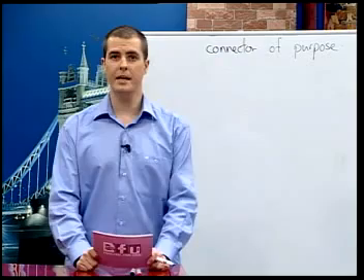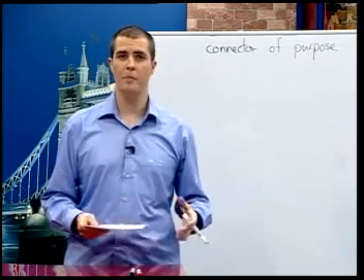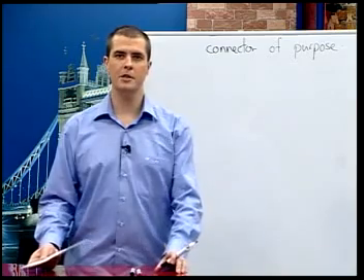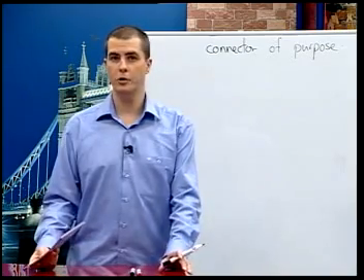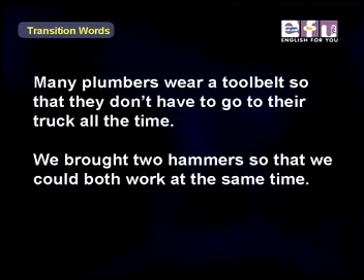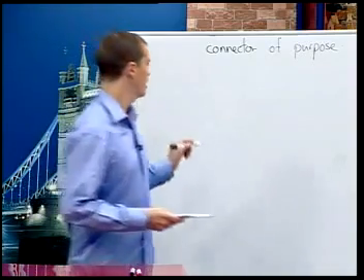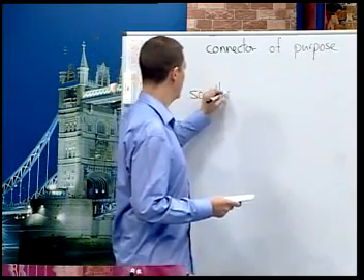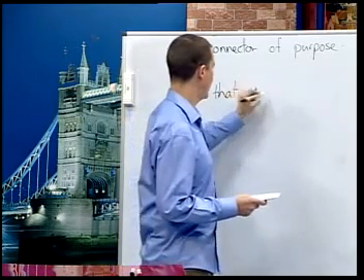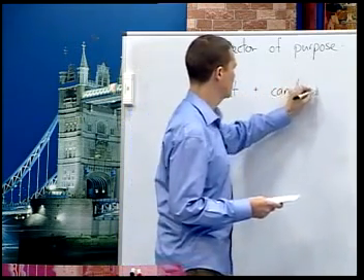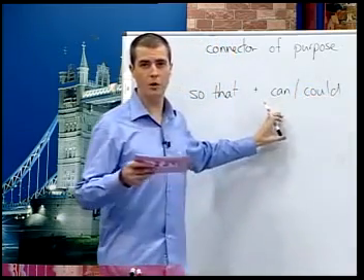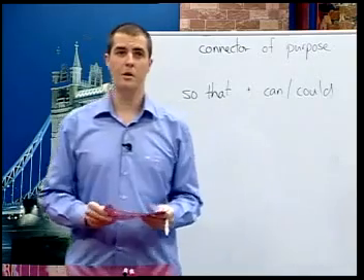A "so that," which we quickly studied in lesson 14, is a connector used with the purpose of an action. It answers the question, why did or why do you do something? In the second sentence, why did we bring 2 hammers? We brought 2 hammers so that we could both work at the same time. It's usually placed in the middle of a sentence, and often it's used with can or could. No comma is necessary with this connector.